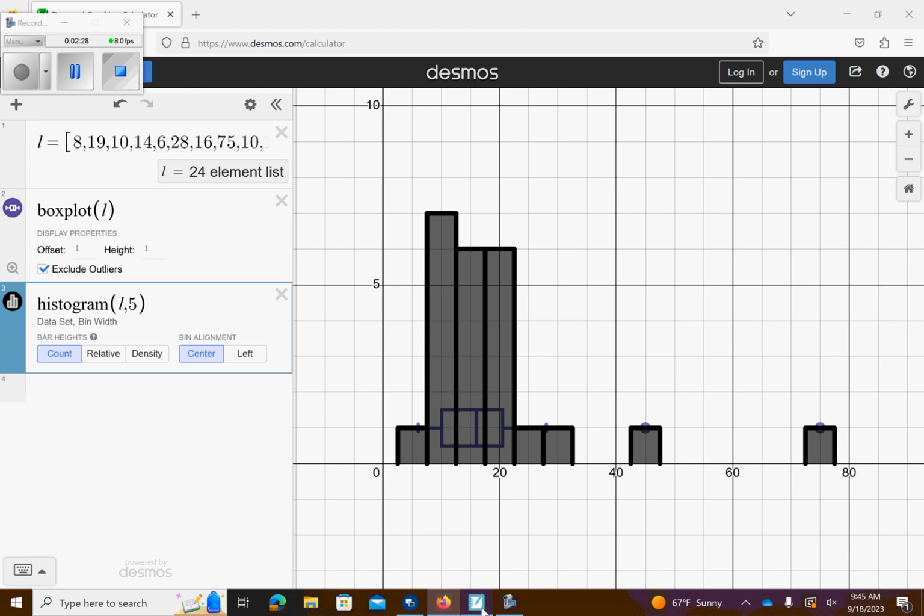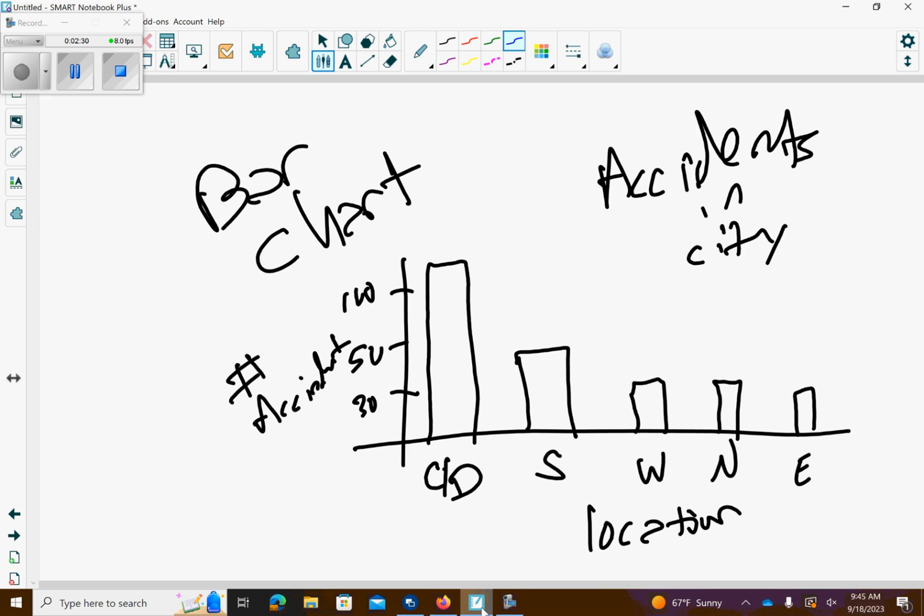Okay, next problem down below. This is basically our bar chart that we're creating. We haven't done a bar chart in a while. So center downtown, there's 112 crashes. South is 46. West is 36. North is 35. And east is 30. Desmos will not do a bar chart for you. Just make sure you have labeled your things.